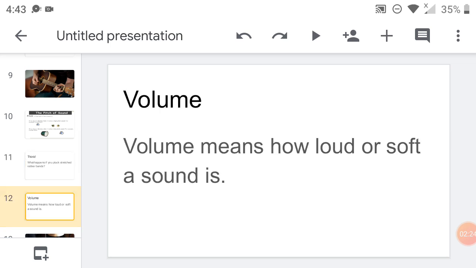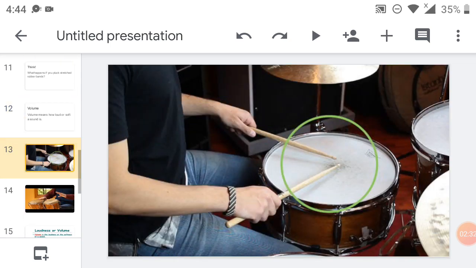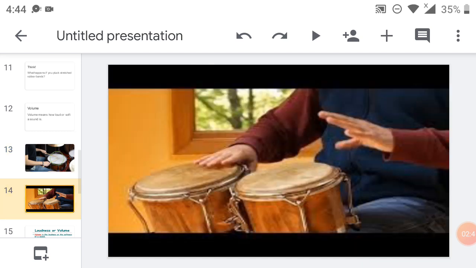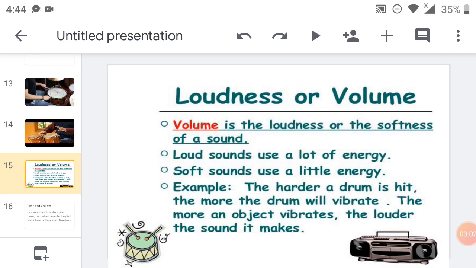It is about volume. Volume means how loud or soft a sound is, and it is another way to describe sound. Okay. Now look at this picture carefully. Suppose you hit a drum very hard. The drum would vibrate strongly, yes, and the drum would make a loud sound, and the sound would have a lot of energy. Okay. Another picture is here. Suppose you lightly tap a drum. The drum would vibrate weakly and the drum would make a soft sound, and the sound would not have much energy.